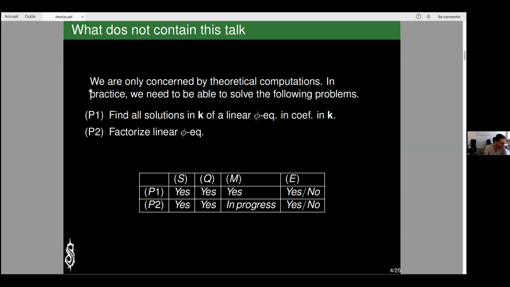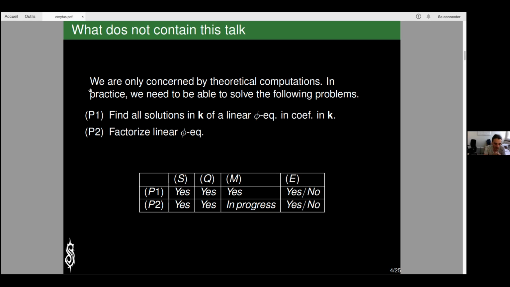Let me now make precise what is not in this talk. I'm mainly concerned with computing the Galois group in theory. I mean that I will mainly say that this Galois group is so and so if and only if a certain kind of equation has a solution or not. I'm not going to explain whether or not it's possible to find such an equation.